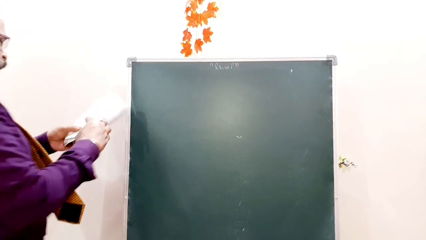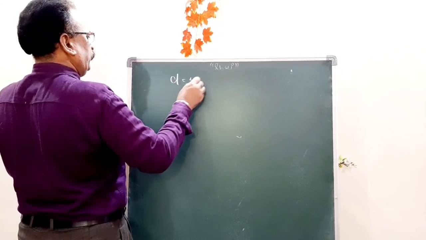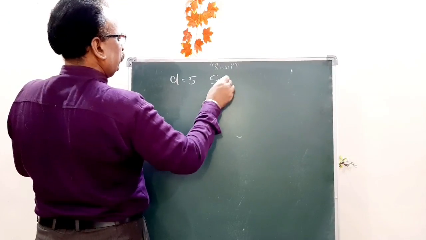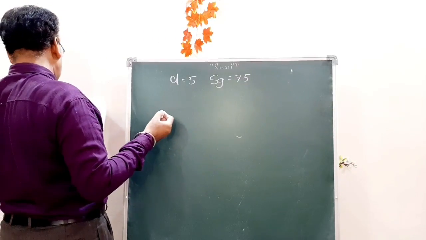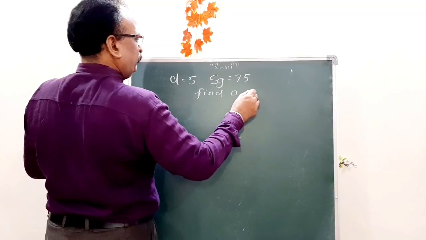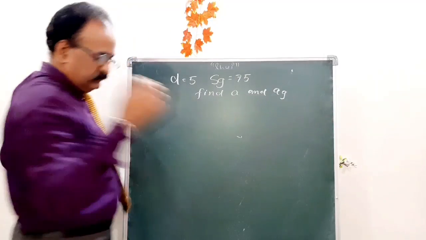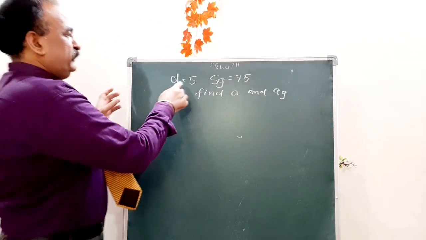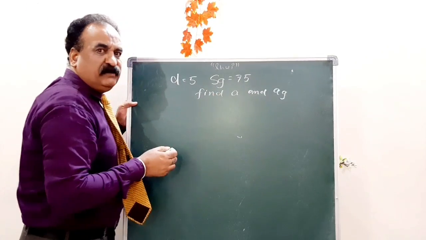Next question is question number 5. d is equal to 5, S9 is equal to 75. Find a and a9. This is the question. What is the question? d is equal to 5 and S9. It means the sum of 9 terms is given to you.